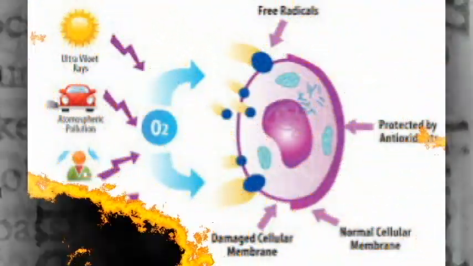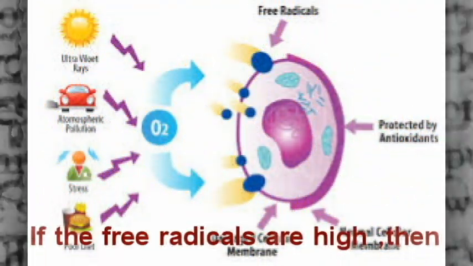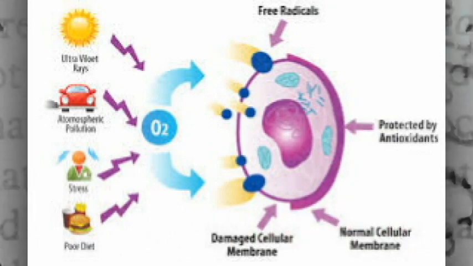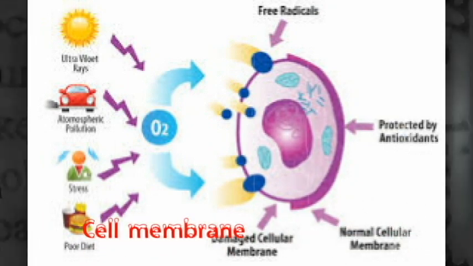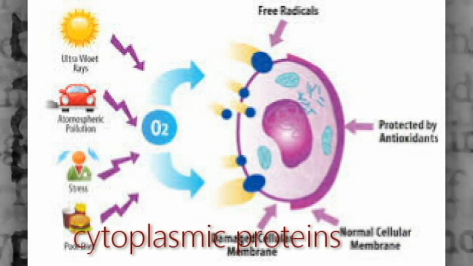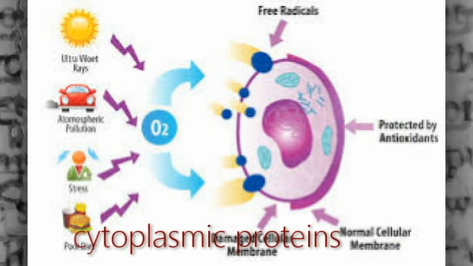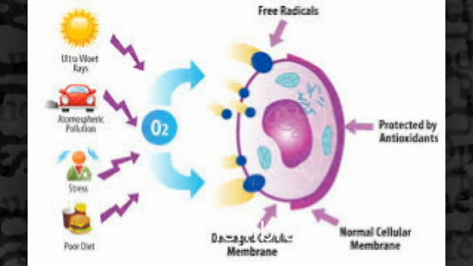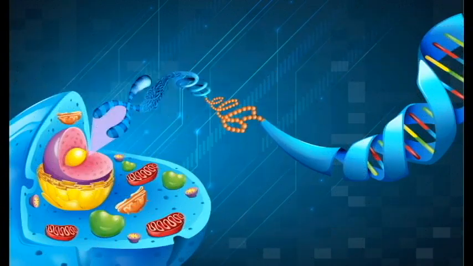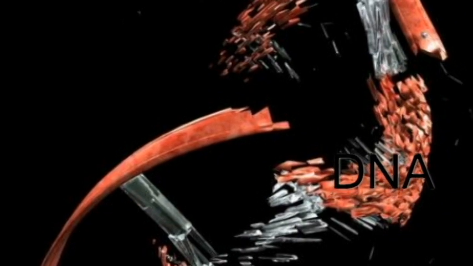How does free radical damage happen to a particular cell? If the free radicals are higher in our body, then it will damage the cell membrane, meaning the outer wall of the cell. It will damage the cytoplasmic proteins and the other organelles inside the cell. Then it will damage the nuclear membrane of the cell, and it will damage the DNA of the cell. Once the DNA is damaged, then the game is over.